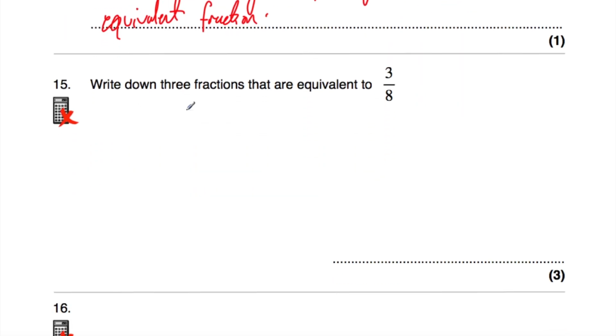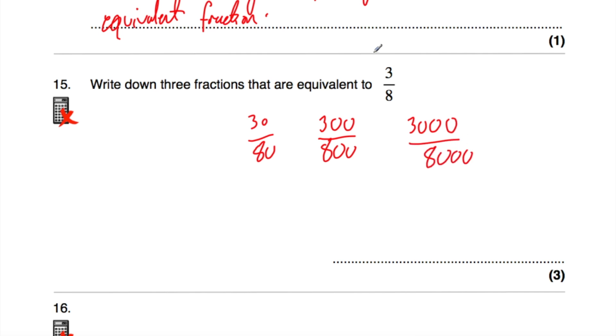Okay, so question number 15 says to write down 3 fractions that are equivalent to 3/8. Now we can give any 3 fractions that are equivalent to 3/8. So we could times them both by 10 to get 30 over 80. We could times them both by 100 to get 300 over 800. We could times them both by 1,000 to get 3,000 over 8,000. So using that approach, that would work.